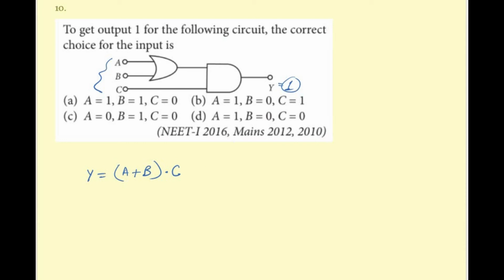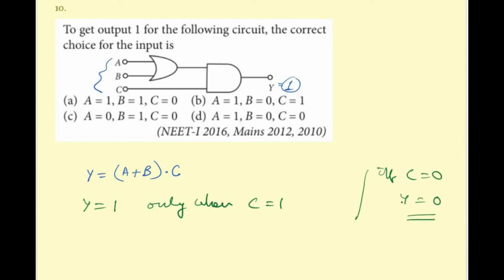So simply from this we can say that Y will be 1 only when C is 1, because if C is 0, Y will be 0. It is clear from this expression, right? So C is 1 only in this option. So option B will be the correct answer.